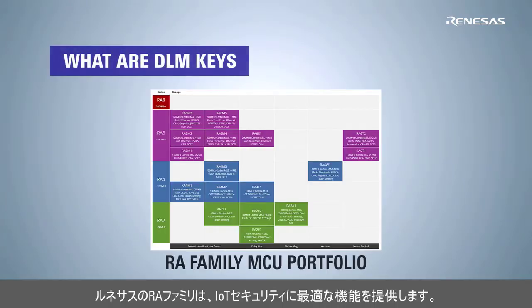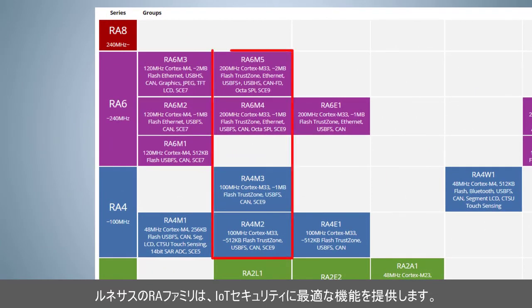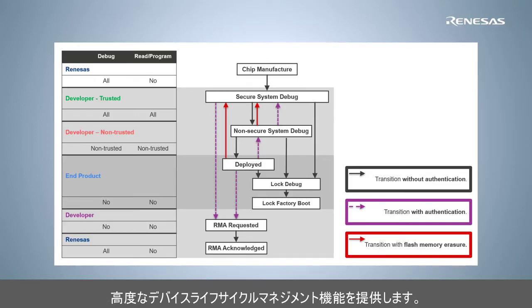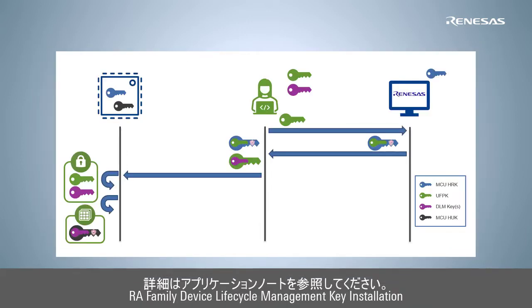RA family MCUs with the SCE9 crypto engine support Advanced Device Lifecycle Management, or DLM. The DLM state defines the permitted debugging and programming operations. During production programming, these interfaces can be permanently locked. DLM provides the optional ability to re-enable these interfaces by authenticated DLM state regression. To learn more, see the application note, RA Family Device Lifecycle Management Key Installation.